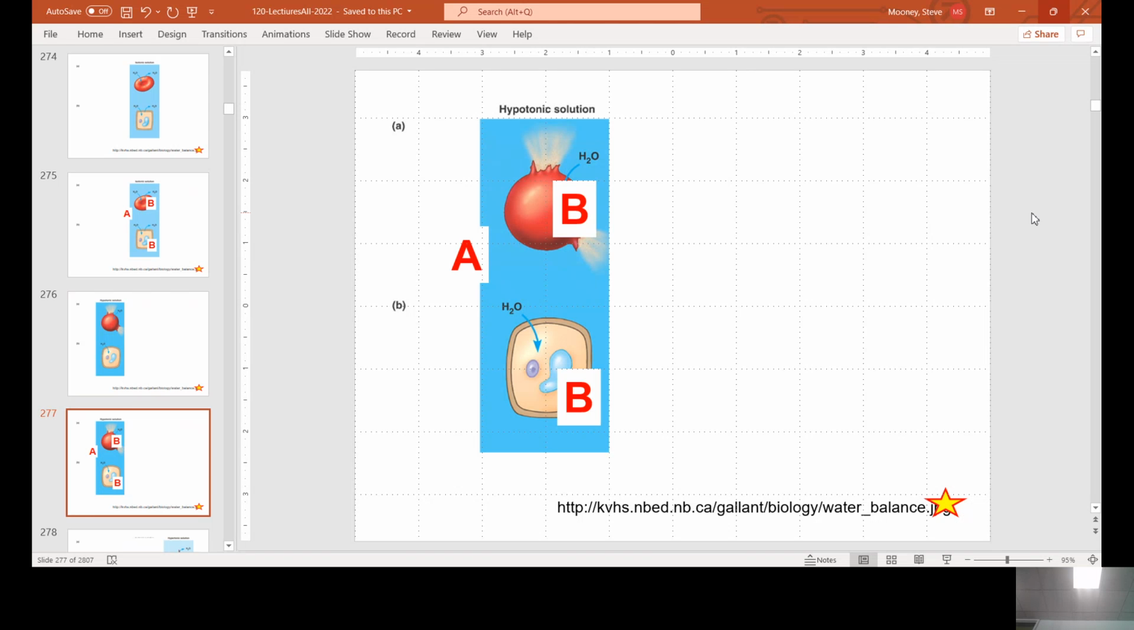This is why we can't give you an IV of straight water, or you'll blow up all your red blood cells. Has anybody ever done that under a slide? You're looking at red blood cells under a slide. You accidentally put water on it and not saline solution. All you get is this pink layer of stuff. Everything bursts. So it can only hold so much back. What's the plant cell doing?